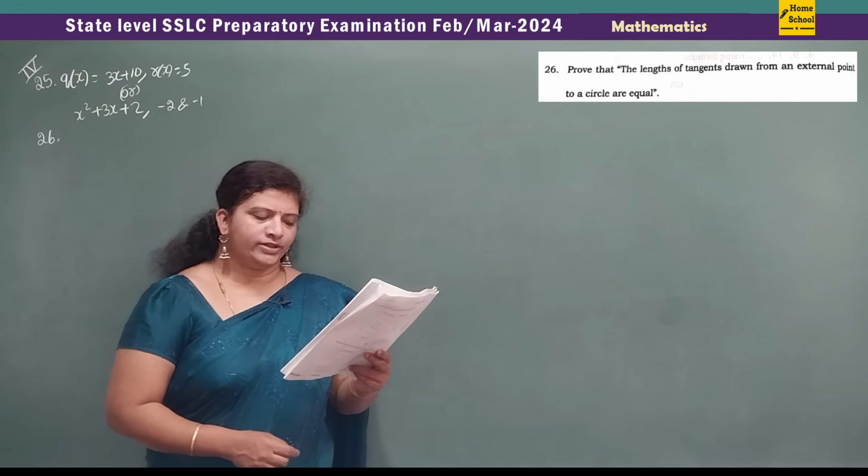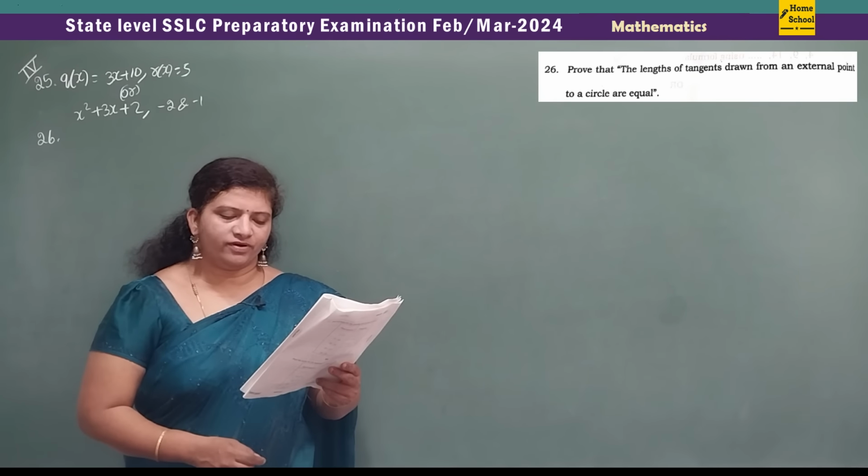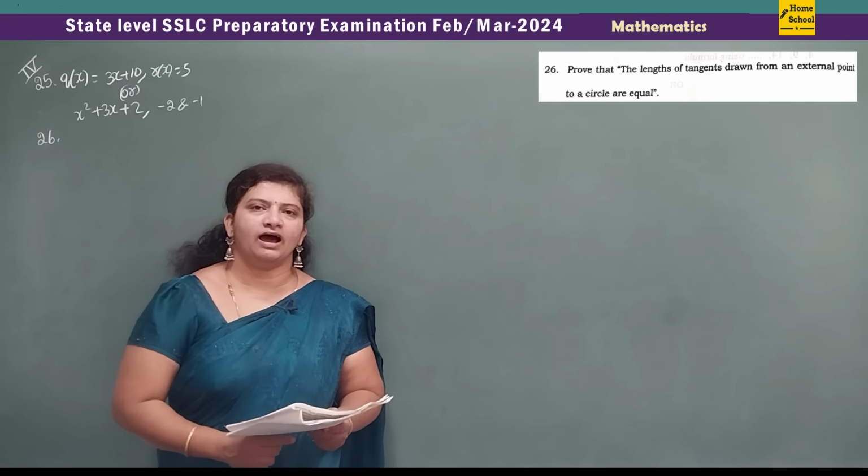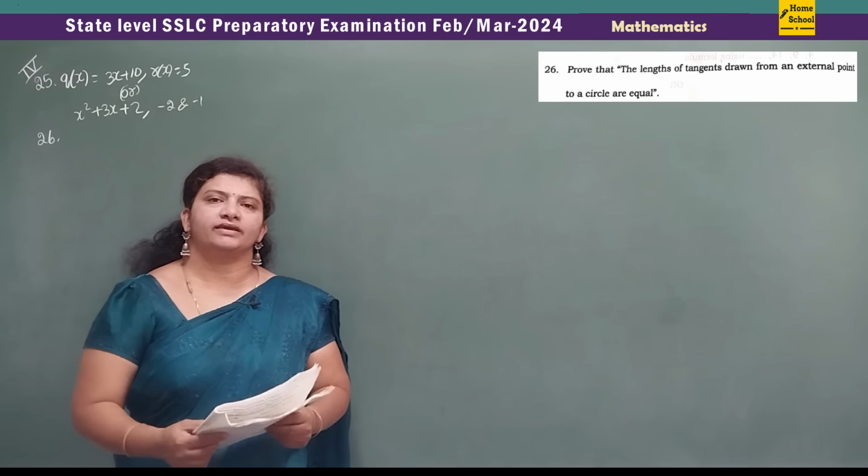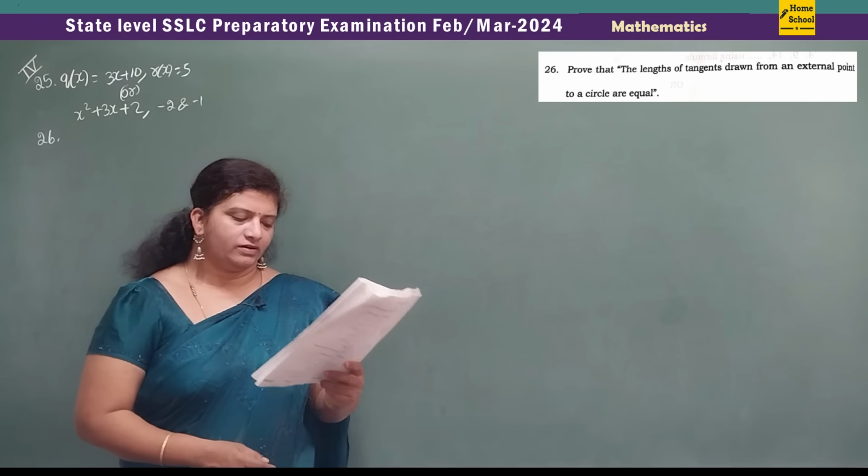26th one, prove that the lengths of tangents drawn from an external point to a circle are equal. This is a direct theorem from circles chapter.